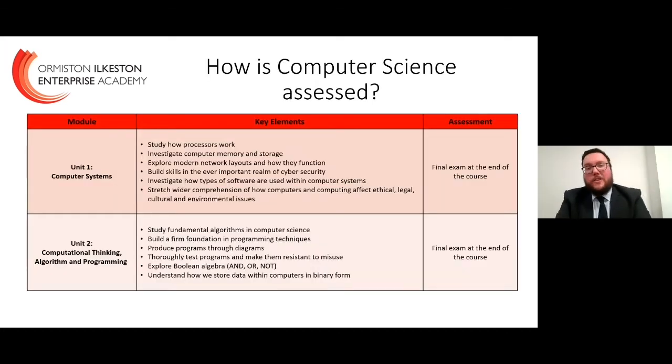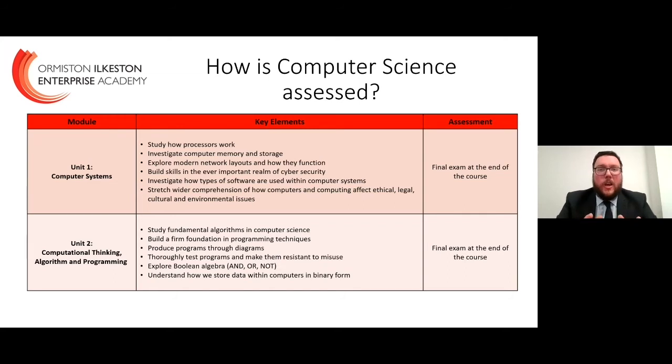Now, as I mentioned, computer science is split into two units of work. Unit 1, which focuses on computer systems, actually allows us to see what happens within a computer system. So this is to study how the processor works, how memory and storage actually interact and work with the processor, looking at how networks actually function and are created and their different types and topologies, to build skills in the realm of cybersecurity, which in modern times is quite an important skill to have, to investigate how types of software are used within computer systems.